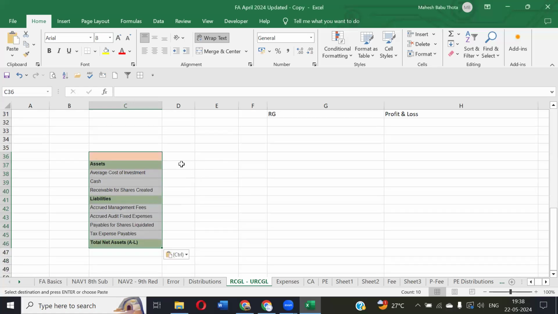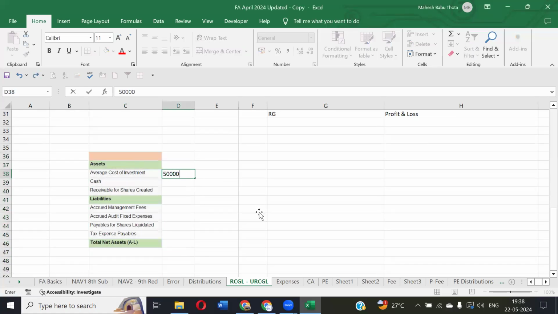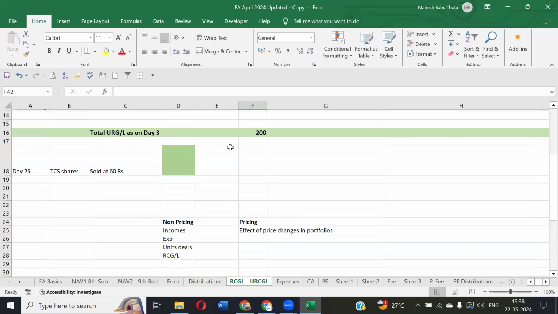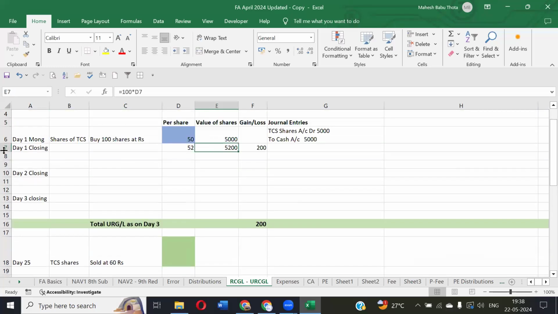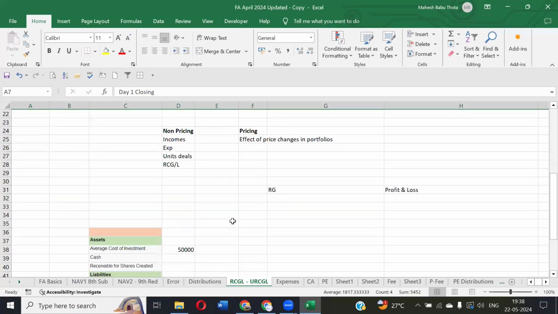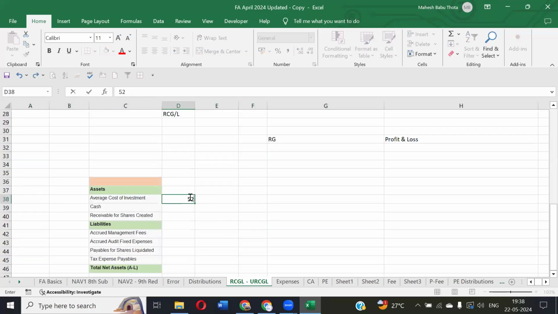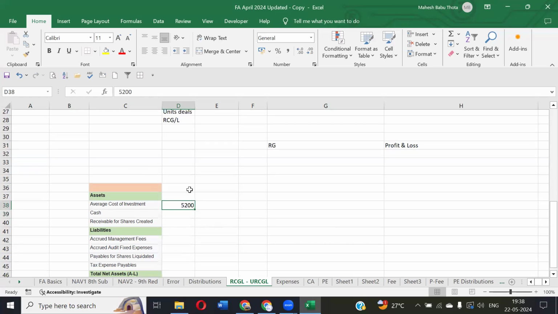Sorry, guys. So let's assume on the asset side, we have 5,000. And it went up to 5,200 at day one closing. So if it is going up to 5,200, will it impact our NAV? Are we going to have an impact on our NAV because of this increase in share value?